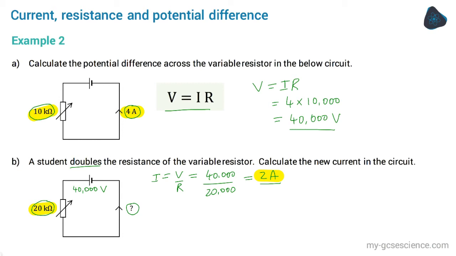Now, there's a special mathematical term we use for this relationship. We say that current and resistance are inversely proportional to one another. In other words, as you increase the resistance of part of a circuit, you decrease the current through it. In this example, we doubled the resistance of the circuit, so that halved the current through it. Trebling the resistance would have decreased the current by a factor of 3.